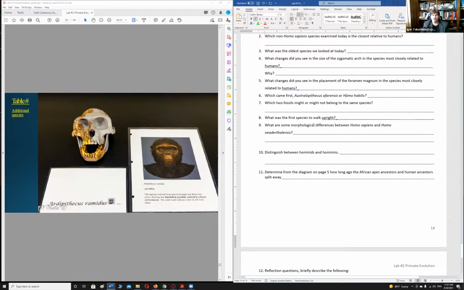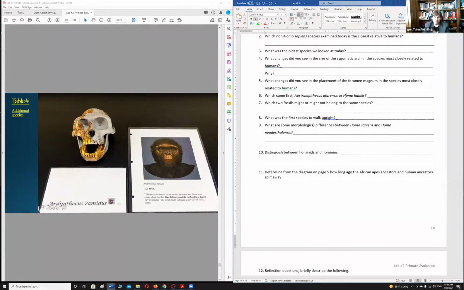What are some morphological differences between Homo sapiens and Homo neanderthalensis? Homo neanderthalensis were bigger. They were more adapted to colder climates, and they had a bigger brain. Yet, I guess they were not as sneaky as we are. We domesticated those dogs, and here we go. We are ruling the planet for now.